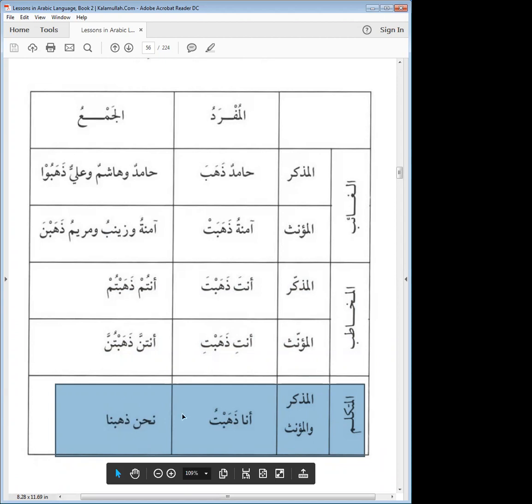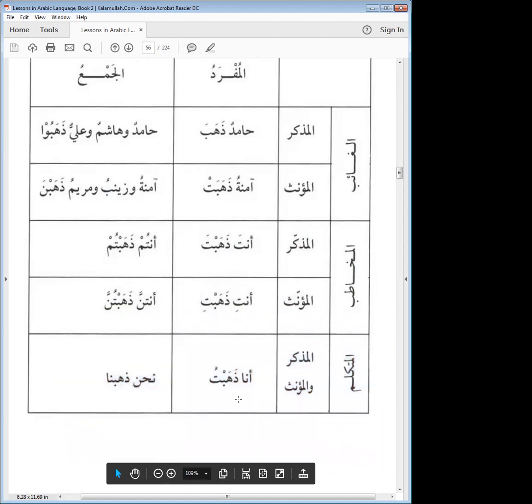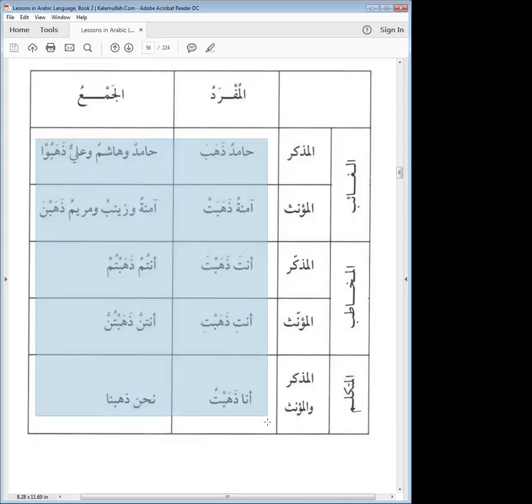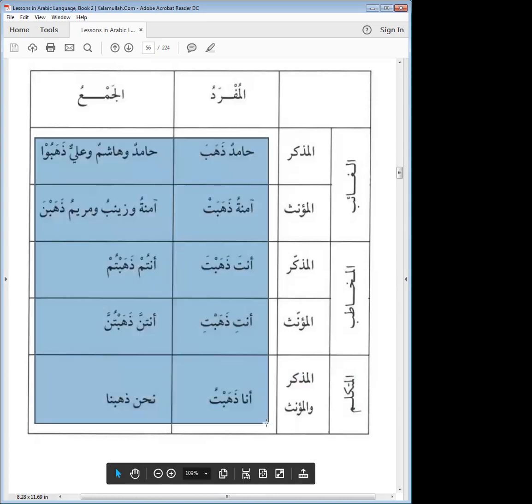Nahnu dhahabna. All right, so this is the table. As I said, it's conjugating the verb into 10 different ways. All right, so we just have to learn 4 more later on, inshallah, and we would have completed the entire conjugation of the past tense verb.